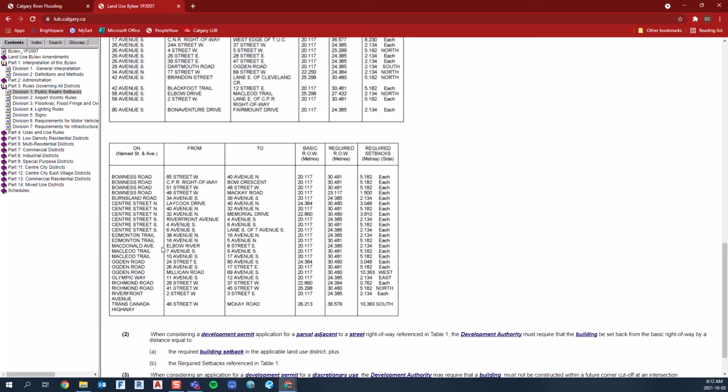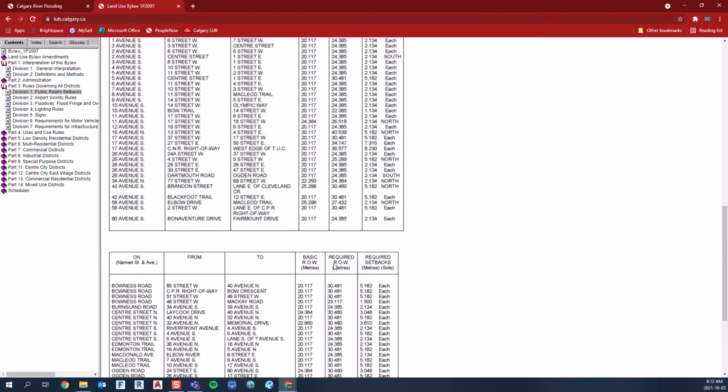For example, a lot of you are in Montgomery, Trans-Canada Highway. Between 46th Street West and McKay Road, the current distance from property line to property line across the road is 26.213. In the future, the city might want to take some land back and make that distance from property line to property line 36.576 meters. They're telling you in this case that they're going to take the difference between the two, the 10.363 meters from the south side.